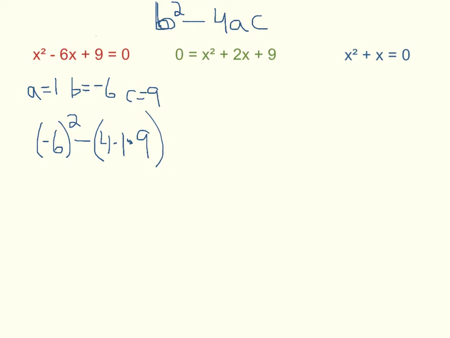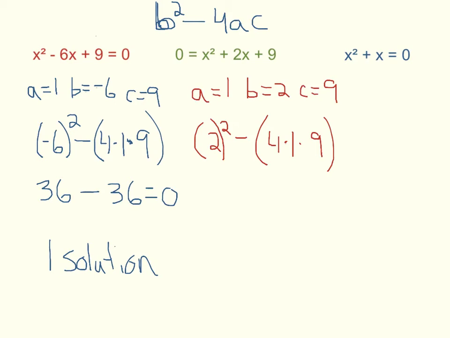When you're substituting your values into the discriminant, I suggest using parentheses so you make fewer mistakes. So (-6) squared minus 4 times 1 times 9. (-6) squared is 36, 4 times 1 times 9 is 36, and 36 minus 36 is 0. Because the discriminant equals 0, that tells you that there is one solution to that quadratic.